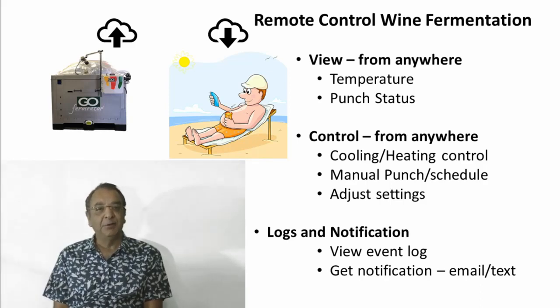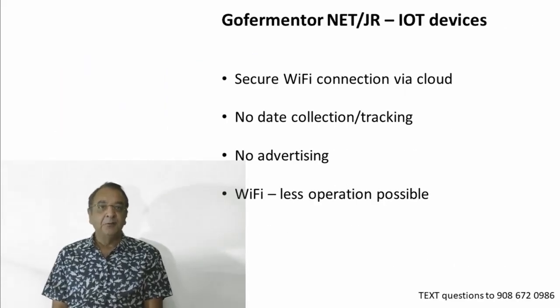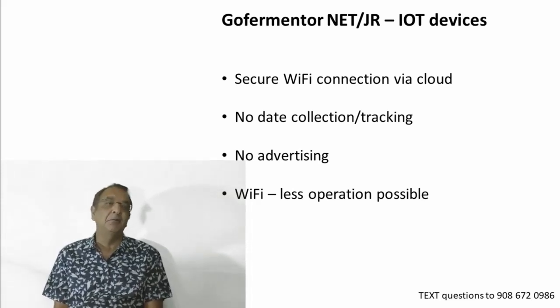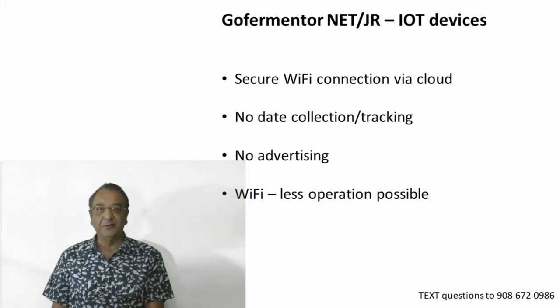You can see when a punch occurred, was it successful, and you could even set it up so that it will send you these logs by email or text as they happen. So if there's some sort of problem, the temperature is too high, it will notify you. With this change, we've made the Gofermentor NET and Junior into IoT devices. If you don't remember, that means Internet of Things. They basically are always connected to the internet, and they function through a cloud connection, which is secure, to provide data going back and forth.